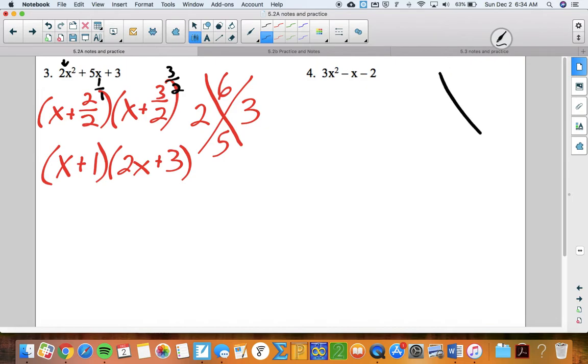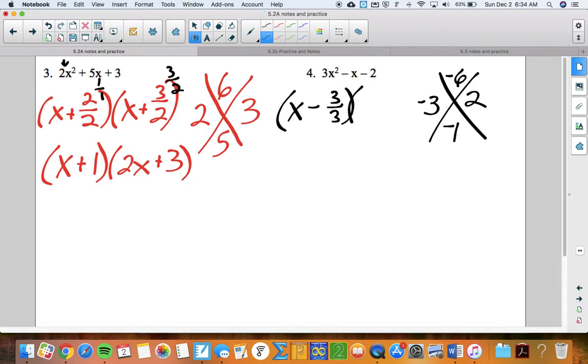Next one, looking for numbers that multiply to, watch your signs here, negative 2 times 3 is negative 6 and adds to negative 1. Gives you negative 3 and positive 2. So we're going to get x minus 3, but then I will divide that by the a value, times x plus 2, but I'm going to divide that by the a value.